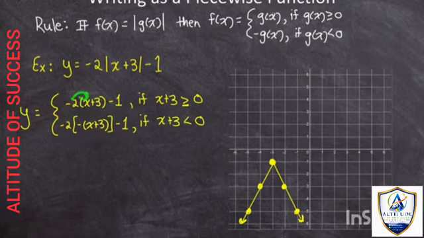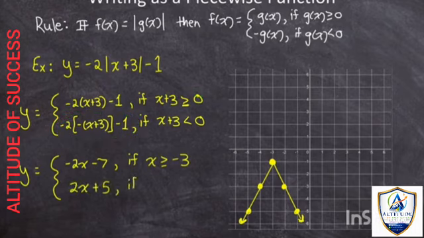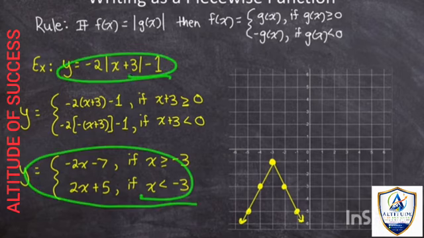In the first one, by expanding the negative 2 and then collecting my like terms, I would see it's equal to negative 2x minus 7 if x plus 3 is greater than or equal to 0. And I could isolate x in that inequality by subtracting 3 to the other side. And then by expanding that expression, I get 2x plus 5. And it's equal to 2x plus 5 if x plus 3 is less than 0. Moving the 3 to the other side, I get the inequality x is less than negative 3. And there's the simplified version of the piecewise equation of that absolute value function.